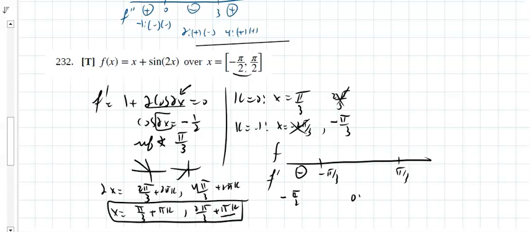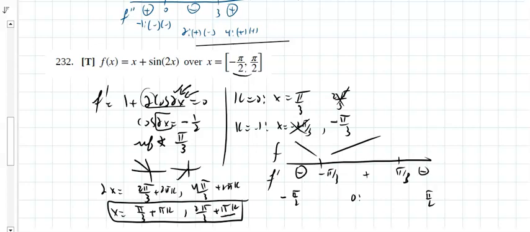A point between negative and positive pi over 3, 0. Cosine of 0 is 1 times 2. That's 2 plus 1. That's 3. That's positive. And a point to the right of pi over 3, say pi over 2 as a test point. If you put pi over 2 in there, 2 times that is pi. Cosine of pi is negative 1. Negative 2 plus 1 is negative.